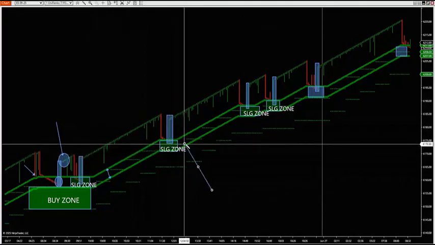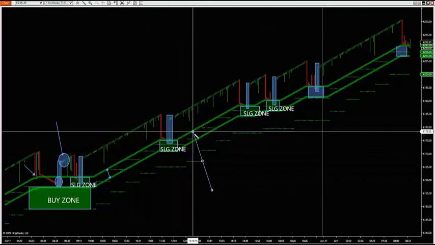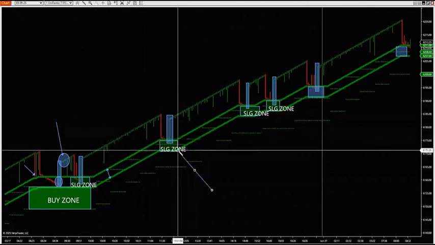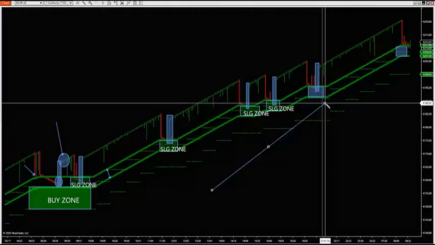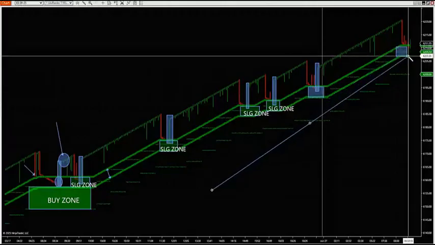If you're going to trade off of this zone, and you don't want to close below it, you want to have a reversal candle before it closes below the zone. Just like right now, we're looking for a pull-in. It's at an SLG zone right now.